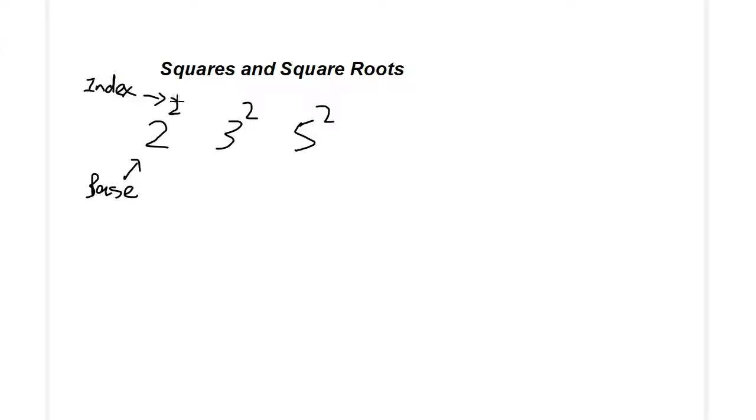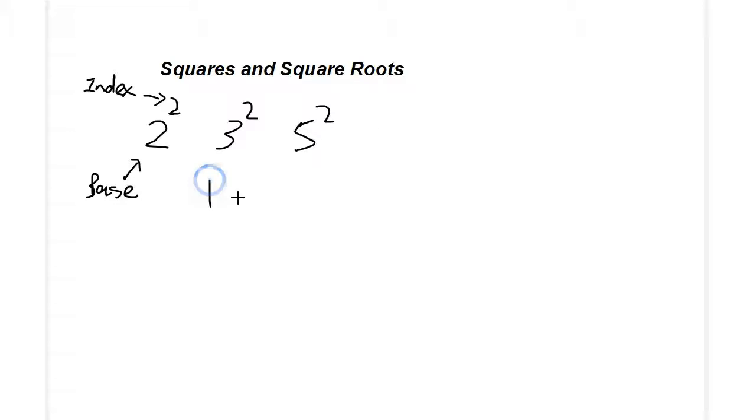So you see 2 to the power of 2 is called 2 squared. 3 to the power of 2 is called 3 squared. 5 to the power of 2 is 5 squared. So actually this is considered the base. This is the index. And when the index is 2, we can say it's a square.